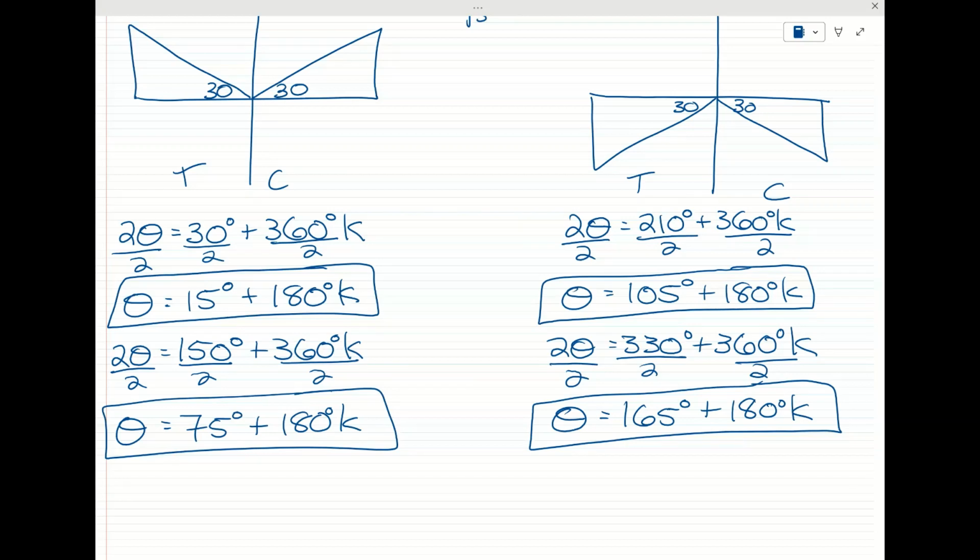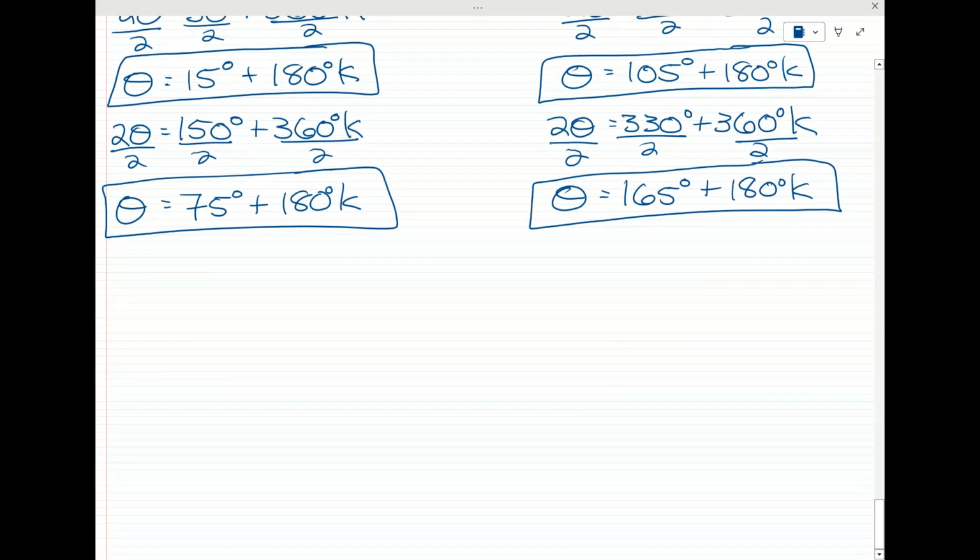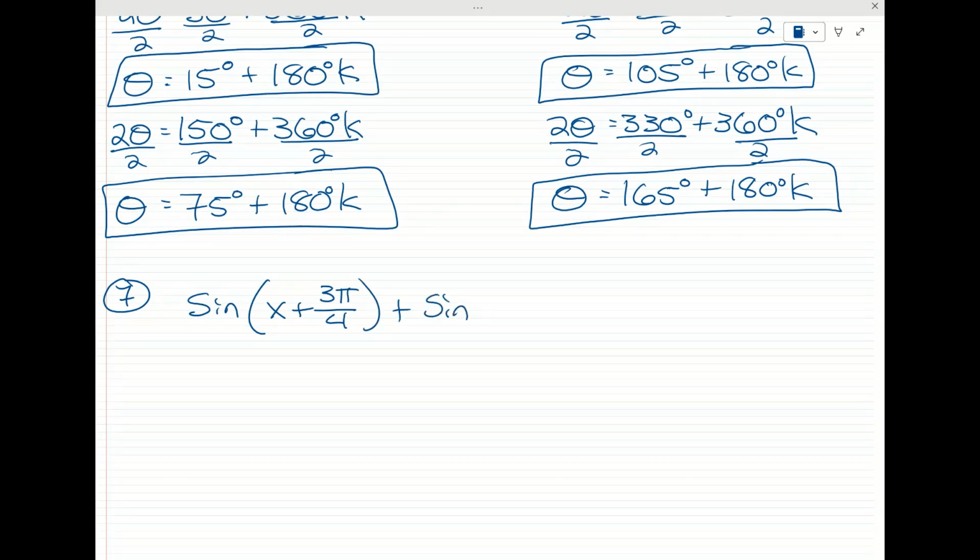And there's a couple other problems to talk about too. This is problem number 7. Problem number 7 says the sine of x plus 3 pi over 4 plus the sine of x minus 3 pi over 4 is equal to 1.